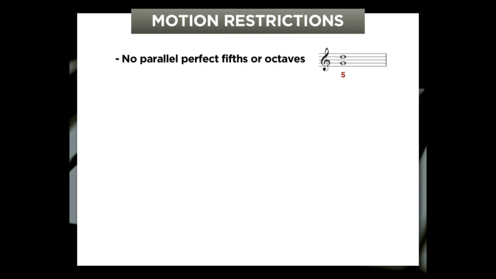Now let's talk about some restrictions with motion. Probably the most famous prohibition in traditional harmony is that you can't have 2 voices moving in parallel perfect fifths or octaves. What does that mean? Here we have 2 voices articulating a perfect fifth. And what you can't do is have them both move in the same direction by the same distance so that they produce another perfect fifth where they arrive.